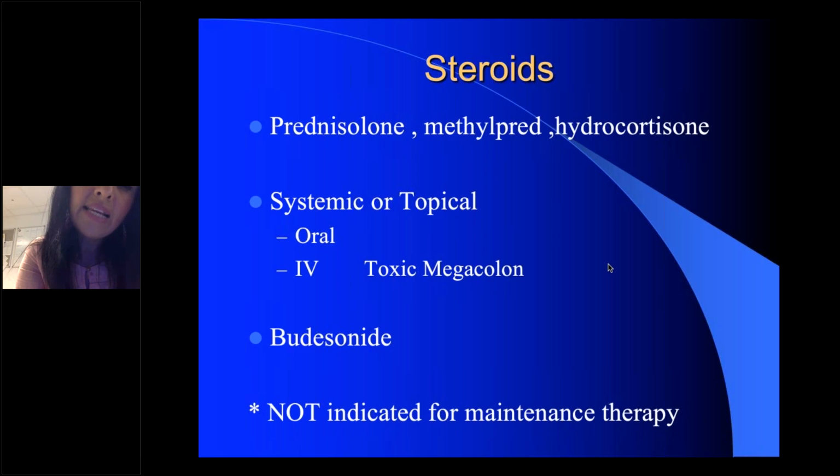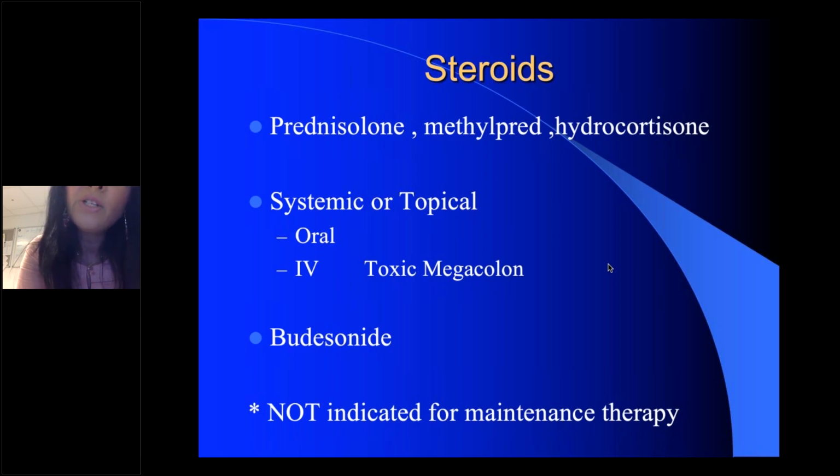And then the less toxic steroids like budesonide can be given to children with Crohn's disease who maybe just have isolated ileal disease in a very limited area, because then it can be absorbed locally at the TI and avoid some of the systemic side effects of steroids.